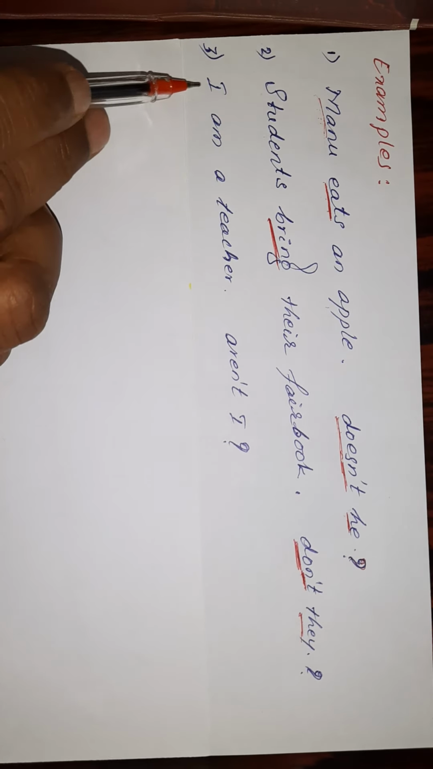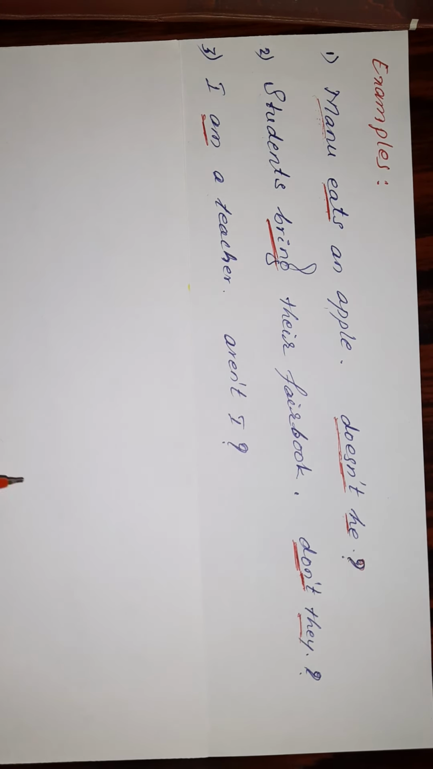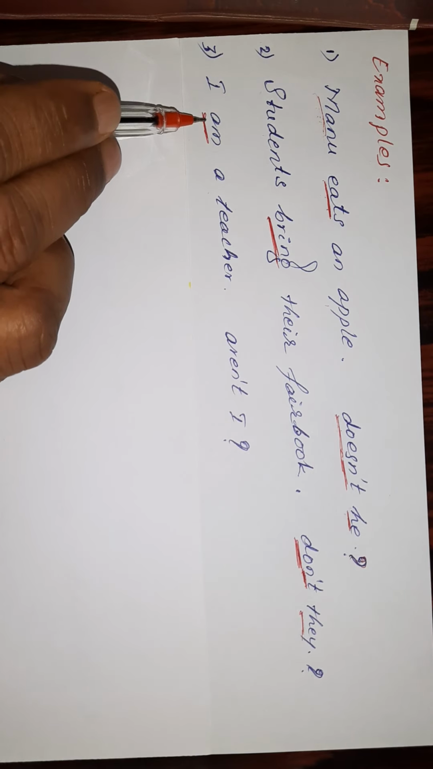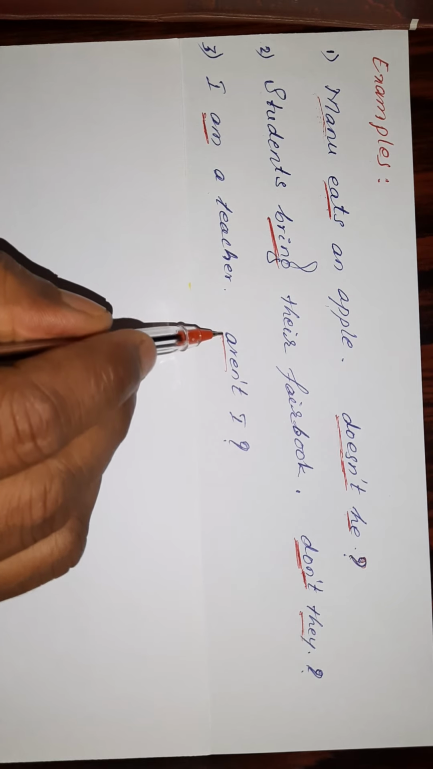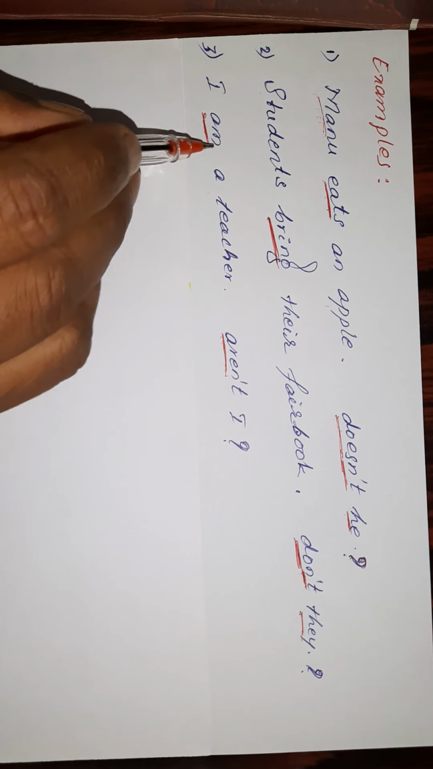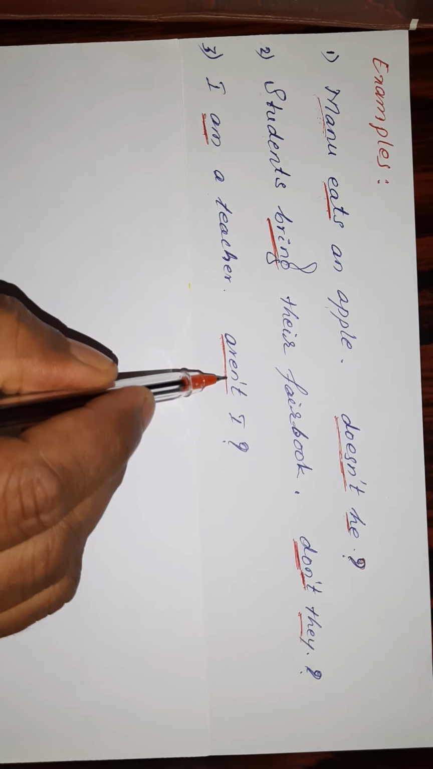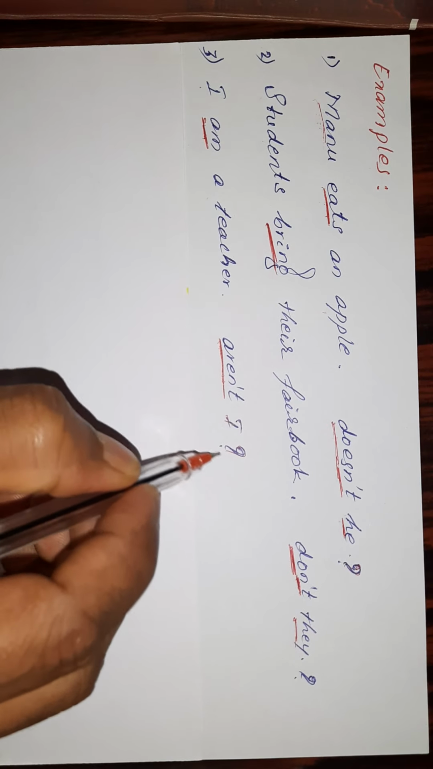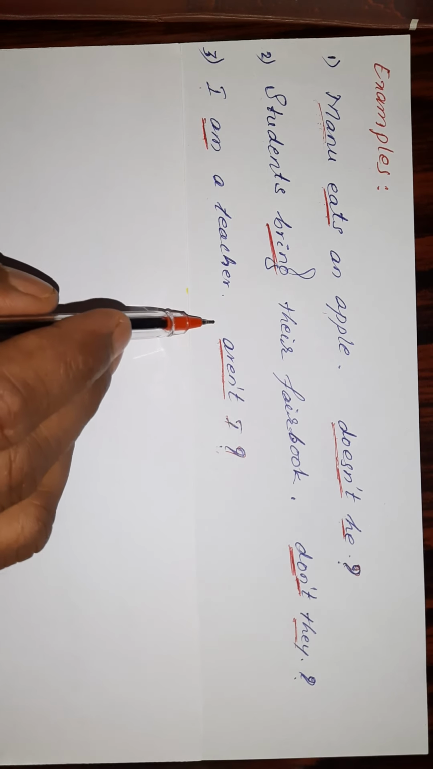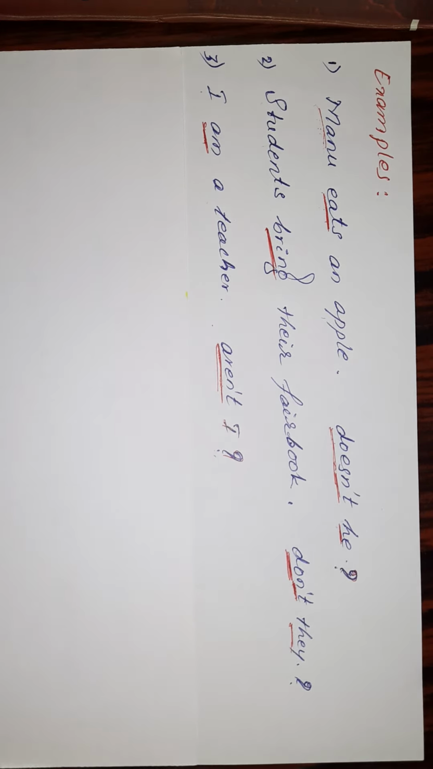Let's see the next example. I am a teacher. Here am is also in present tense, so it is an exception case. If the statement begins or starts with am, the question tag always takes are. It is in a positive sense, so we make it negative, not, and finally we use the pronoun I and a question mark. So for the statement I am a teacher, the question tag becomes aren't I.